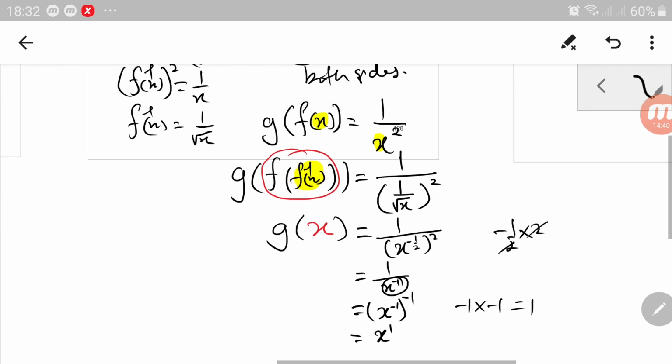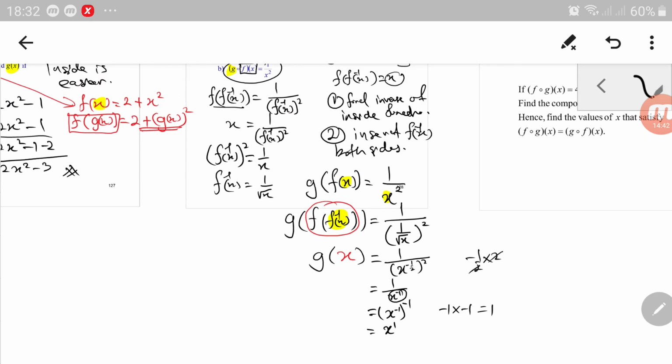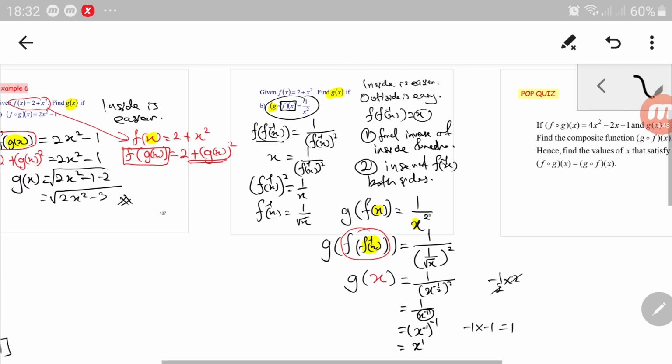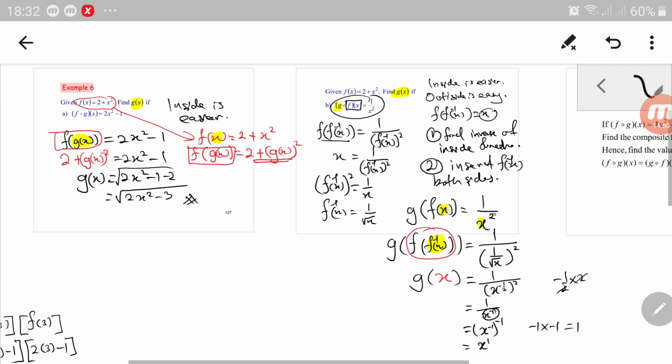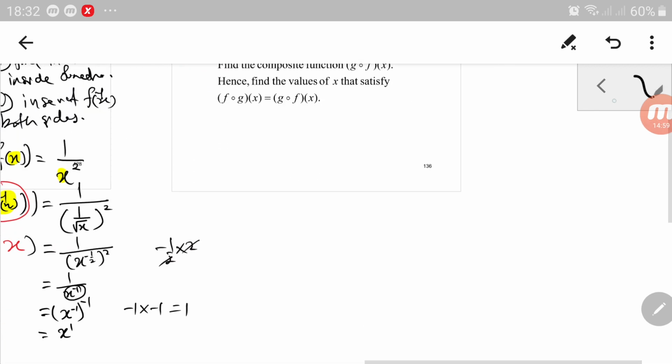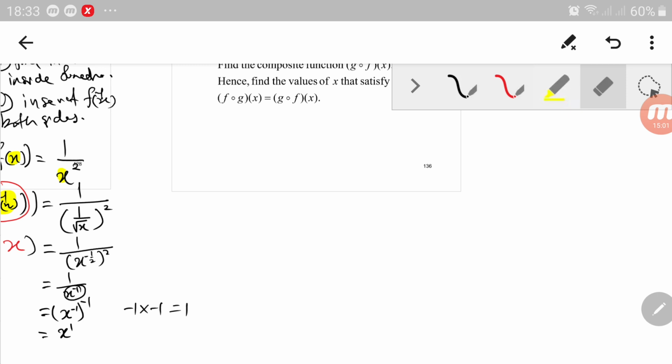So maybe I just zoom out for you to see the whole idea. Let me scroll this one. Maybe you need to pause to see the whole thing. Now let's do one more example, shall we? Let me erase this one, later it will be messy.